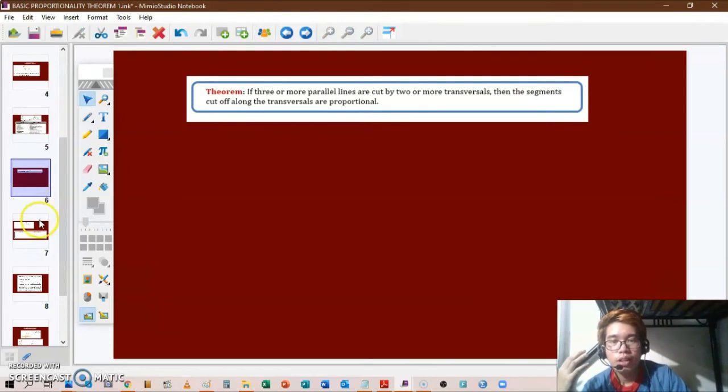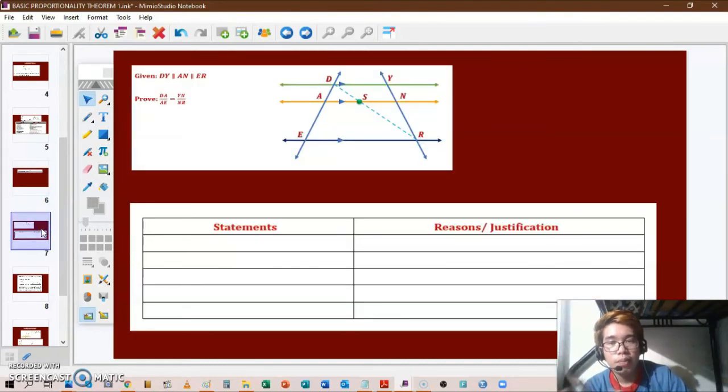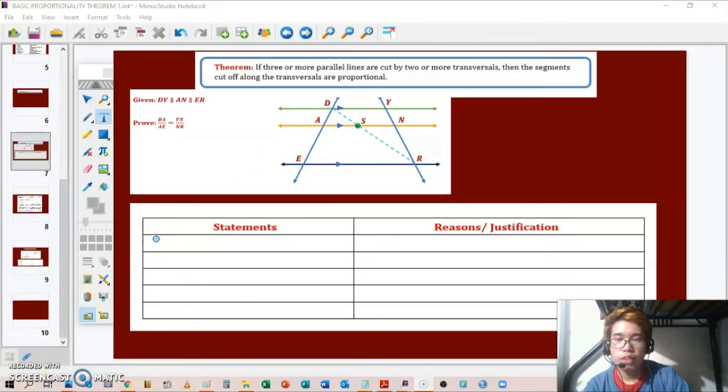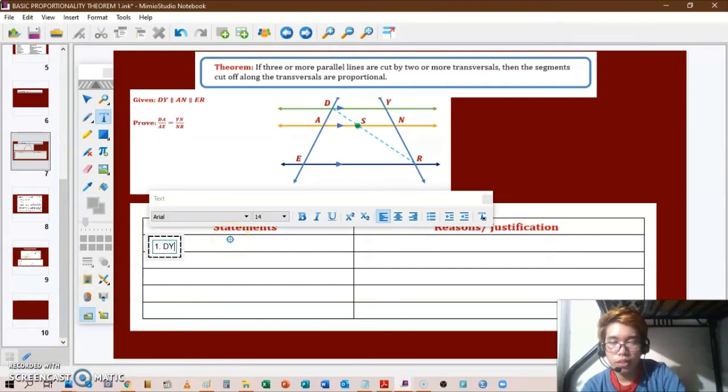For this one, the theorem states: if 3 or more parallel lines are cut by 2 or more transversals, then the segments cut off along the transversals are proportional. That's one of the main facets of the basic proportionality theorem. So let's try to prove this theorem. For number 1, we can write the given: DY and ER are parallel to each other. That is simply a given.